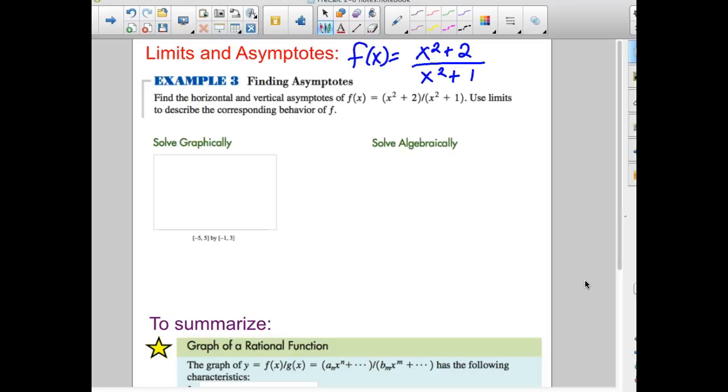Where did we look for domain restrictions? At the bottom, denominator. All right, that's what created the vertical asymptotes. So, does x squared plus 1 ever become 0? No, because it's imaginary when you factor it. Right, if we tried to factor this or solve for x, we're getting imaginary pieces, correct? So, we have no vertical asymptotes since that can never happen.